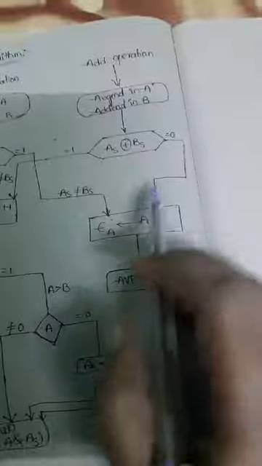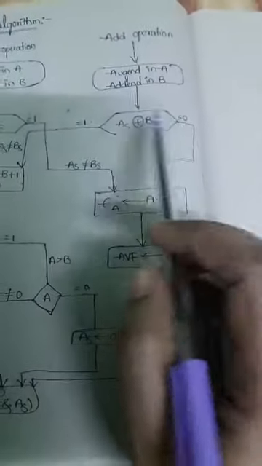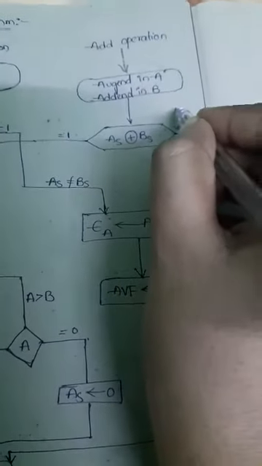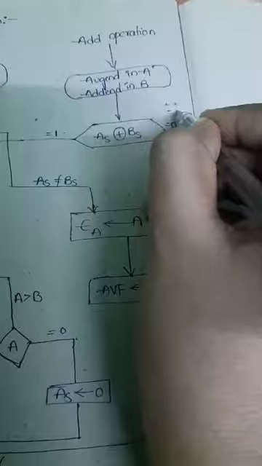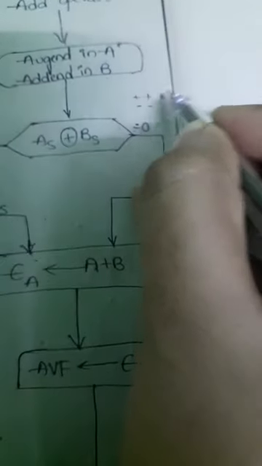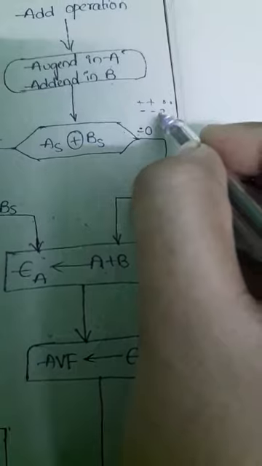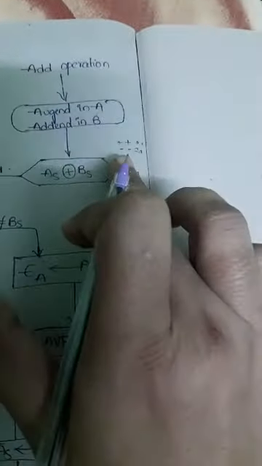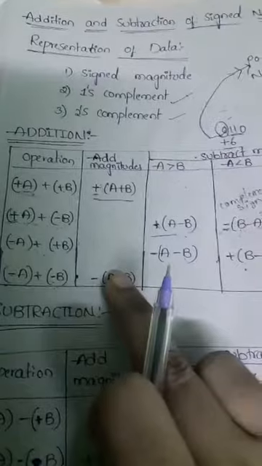First, what we will do is take two numbers having the same sign. That may be positive positive or negative negative. Positive we can show by 0 and negative we can show by 1, right? You know this now. So A is positive and B is positive, or A is negative and B is negative. For this case, the result means add the magnitudes.